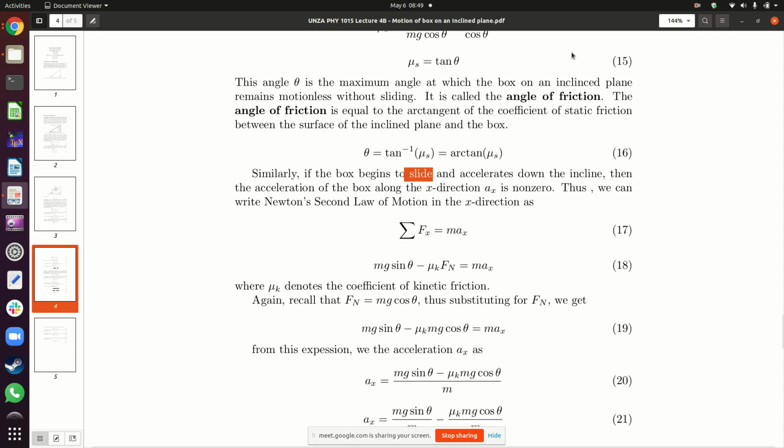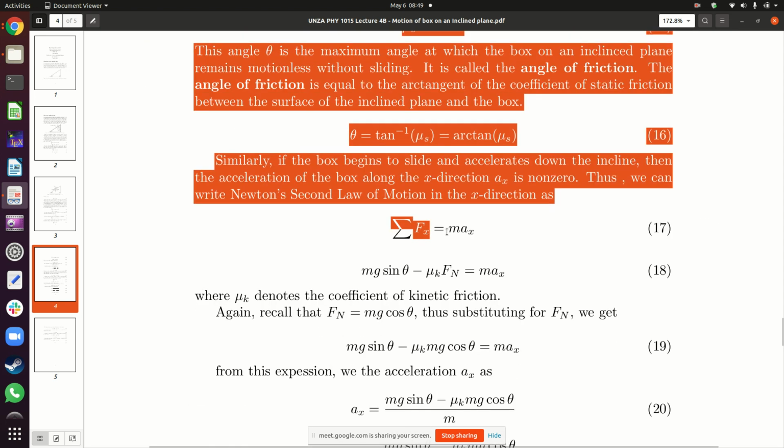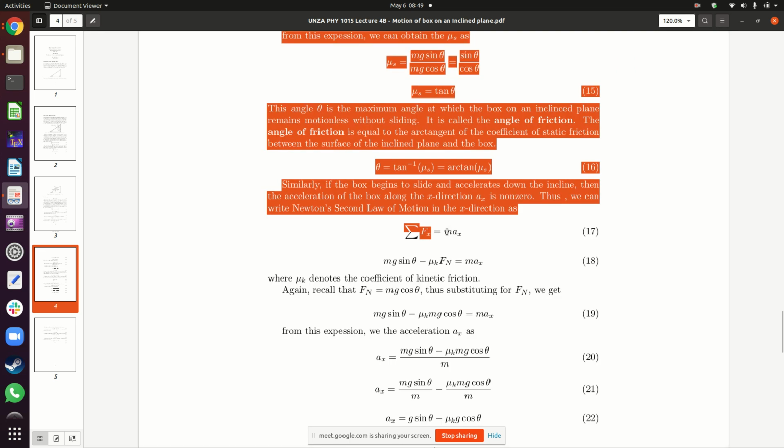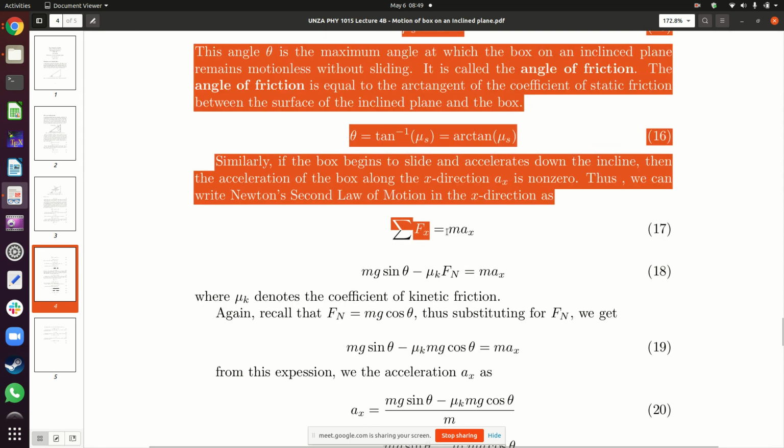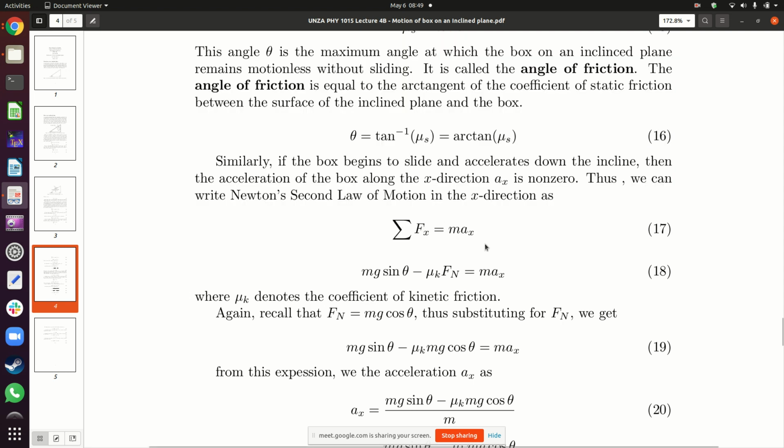Okay, so in that case, if the acceleration is not equal to 0, we can apply Newton's second law of motion, since we have got an expression of the resultant force. Just a minute. Someone else wants to teach. Just a minute.